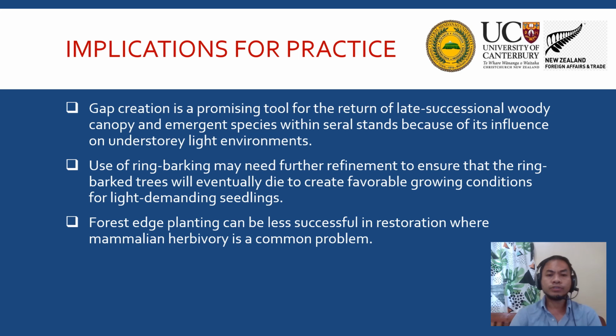So, the implications of our study for practice include the following. First, gap creation is a promising tool for the return of late successional woody canopy and emergent species within several stands because of its influence on understory light environments. The second is that the use of ring barking may need further refinement to ensure that the ringbarked trees will eventually die to create favorable growing conditions for light-demanding seedlings. For the forest edge planting, it can be less successful in restoration where mammalian herbivory is a common problem.